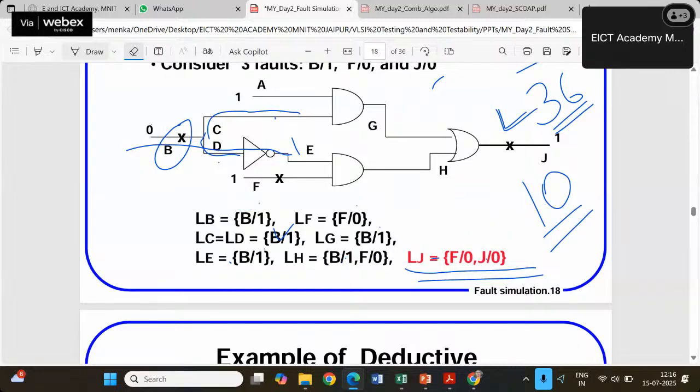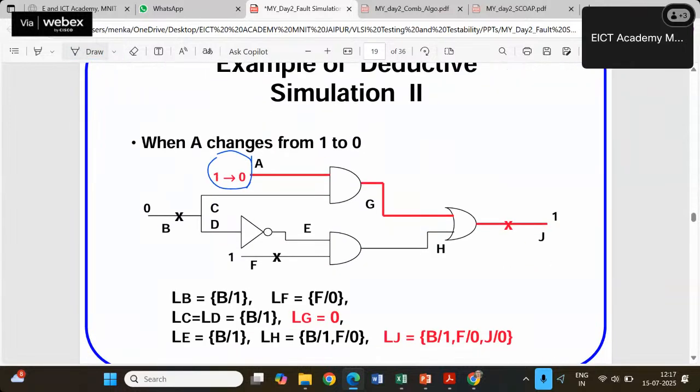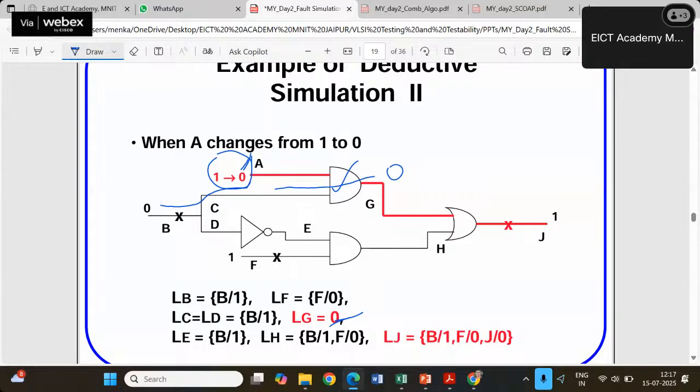So what we are going to do, we are trying to force this A input to 0. Instead of 1, let us transit it from A to 0. Let us see the effect of this. If I'm making it 0, what is going to happen? Forcefully, I'm going to make the output of this 0. It means LG is 0. LG is not having any fault. You got my point? Previously, LG was B stuck at 1. But in this particular case, LG is equal to 0. LG is not having any fault list.